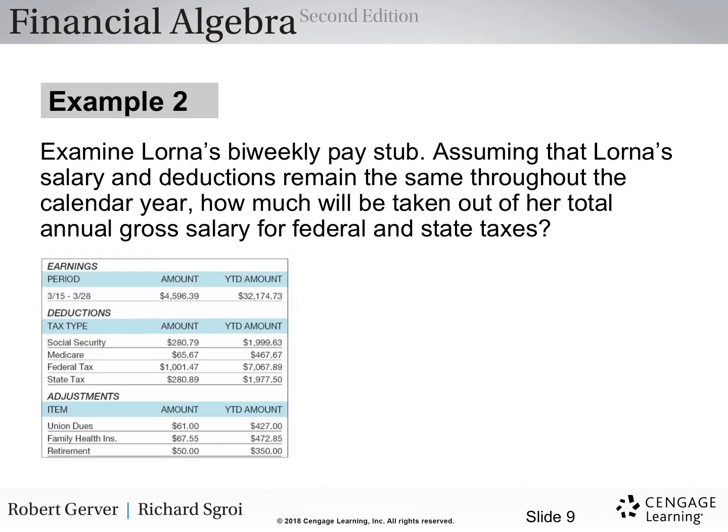All right, let's look at example 2. Examine Lorna's biweekly pay stub. Assuming that Lorna's salary and deductions remain the same throughout the calendar year, how much will be taken out of her total annual gross salary for state and federal taxes?